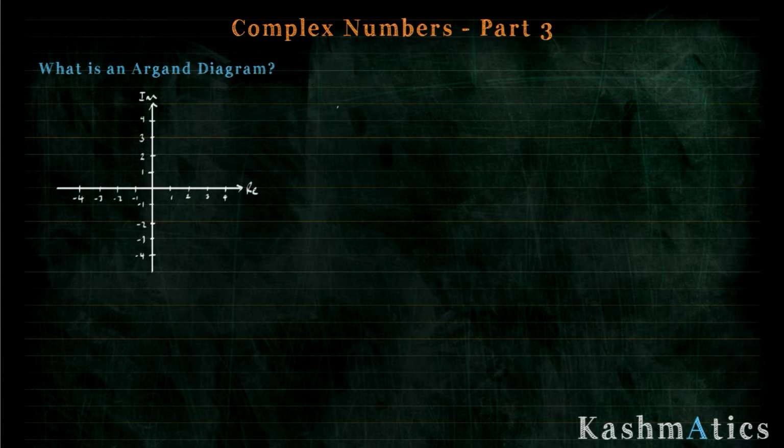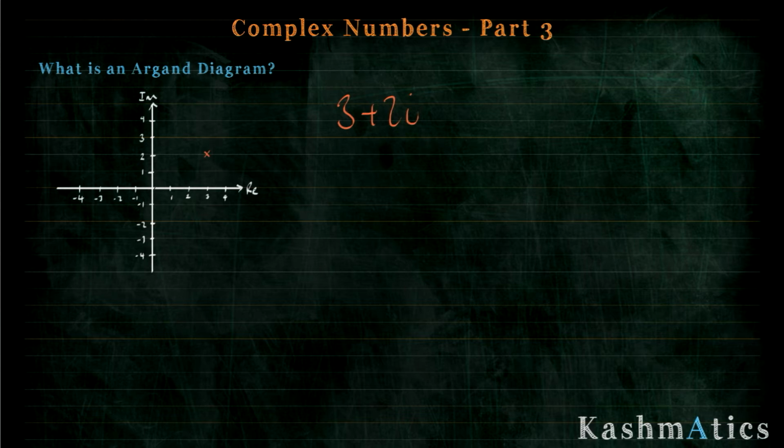So let's say we've got the number 3 plus 2i. The way we show it is very much like we would show coordinates. We've got the real part over here, so I'd go across to 3. The real part is 3 and the imaginary part is 2i, so I need to go up to 2i. That position there is 3 plus 2i.